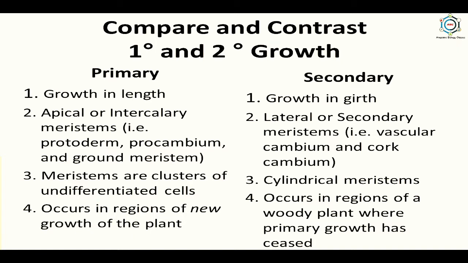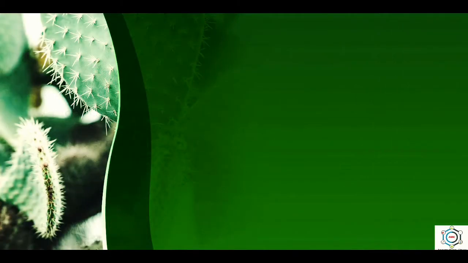While in case of secondary growth, lateral or secondary meristems, that is the vascular cambium and cork cambium. Meristems are clusters of undifferentiated cells in case of primary growth, while the cylindrical meristems in case of the secondary growth. Primary growth occurs in the region of the new growth of the plant, while the secondary growth occurs in the region of a woody plant where primary growth has ceased. So these are the comparisons between the primary and secondary growth.